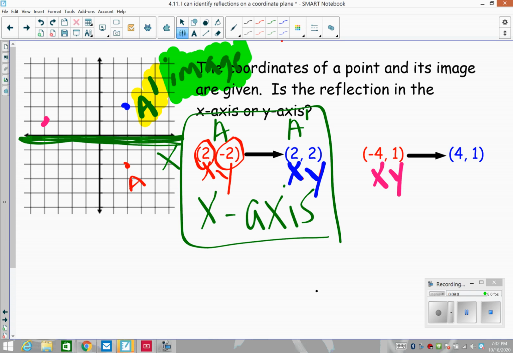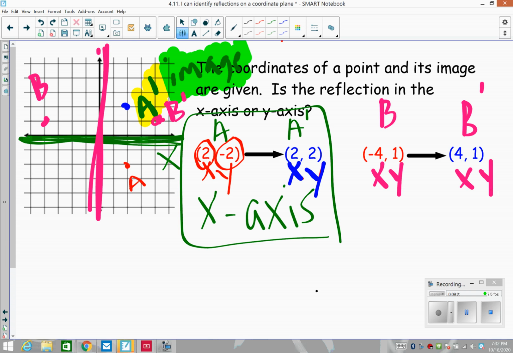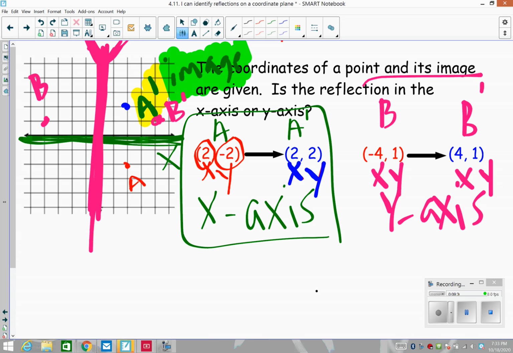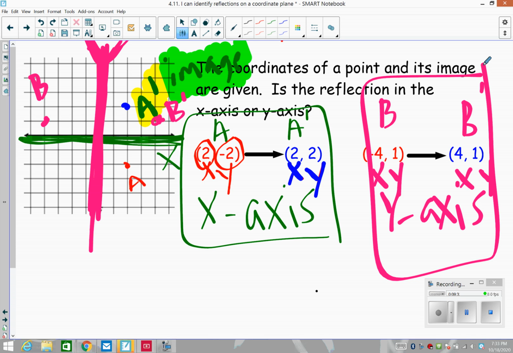So we'll call this B. We'll call this B prime, the image. So +4, +1. So +1, 2, 3, 4, +1. And you can see that this is reflected, that's the B prime. That's the image. Over what axis? We call this the YMCA axis, the y-axis. So that definitely was a reflection over the y-axis.